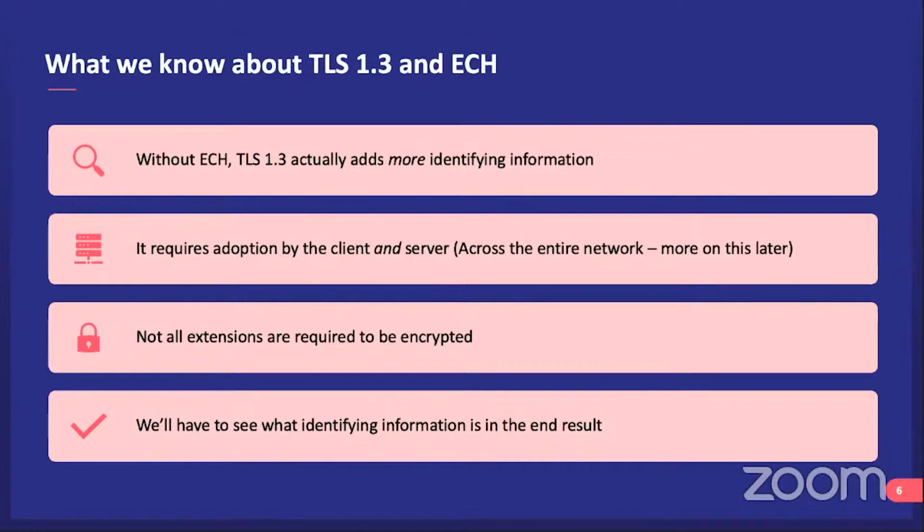One easy example is the addition of the supported versions extension. That's essentially the way they've made 1.3 work while looking like 1.2 to middle boxes and other things, to create backwards compatibility. They just added an additional extension that says, hey, I support these versions, including TLS 1.3. And then it will go forward potentially with the TLS 1.3 handshake and communication back and forth. But the fact that the supported versions extension is there is identifying information.